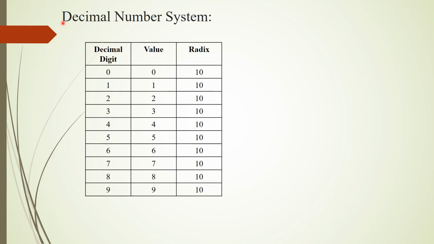See, first the decimal number system. This is the truth table for the decimal number system. The decimal number system consists of the numbers 0 to 9 and the base is 10. So these are the decimal numbers 0 to 9. The value for a decimal number is the same: 0 to 0, 1 to 1, 2 to 2, and the radix or base is 10 for each and every number.